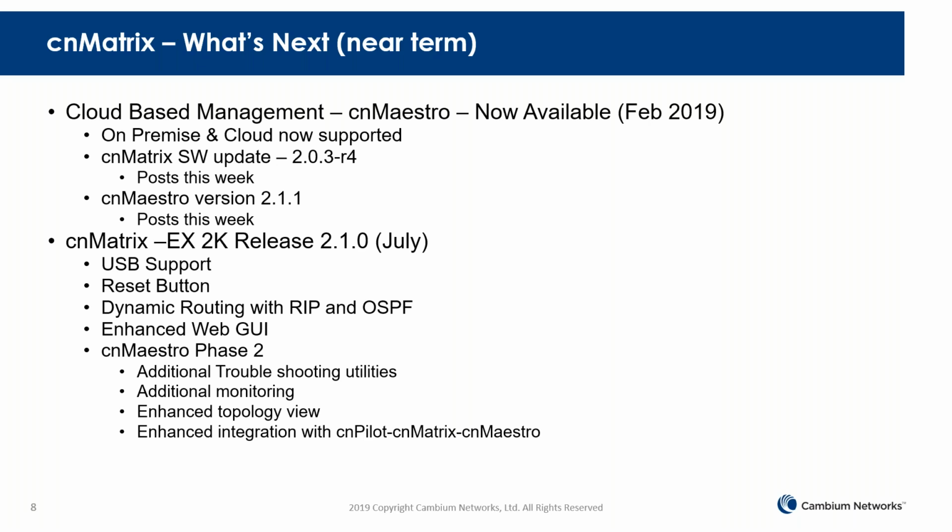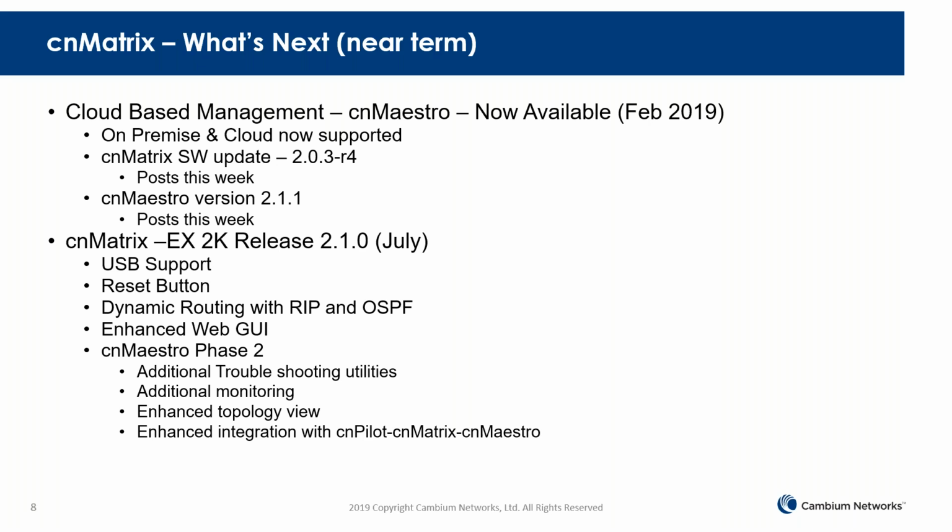The third bullet here is the big one, right? So I talked about L3 support. We have static routing today. In 2.1, we will enable RIP and OSPF dynamic routing in the 2.1 release. We're going to work on our web GUI, enhancing the look and feel, as well as adding support for other features. And then, of course, we're going to continue to evolve cnMaestro, with additional troubleshooting utilities, additional monitoring capabilities, and an enhanced overall topology view.